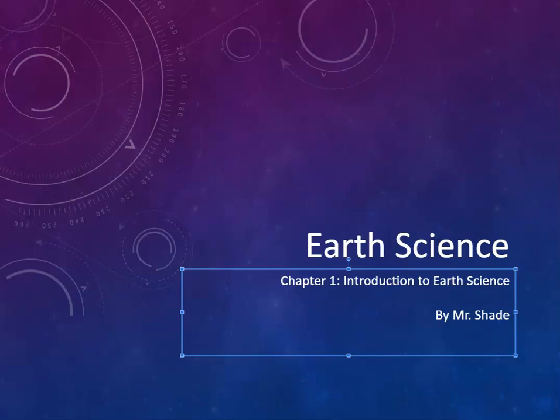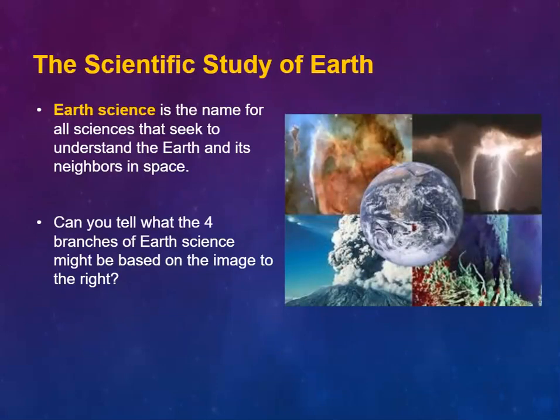First up here, Introduction to Earth Science. We're on Chapter 1. There are 30 total chapters this year. The 30 total chapters go over 4 major branches of Earth Science, and we're going to start with a general overview of all of those today. So, starting off, what is Earth Science? Earth science is the name for all the sciences that seek to understand the Earth and its neighbors in space.